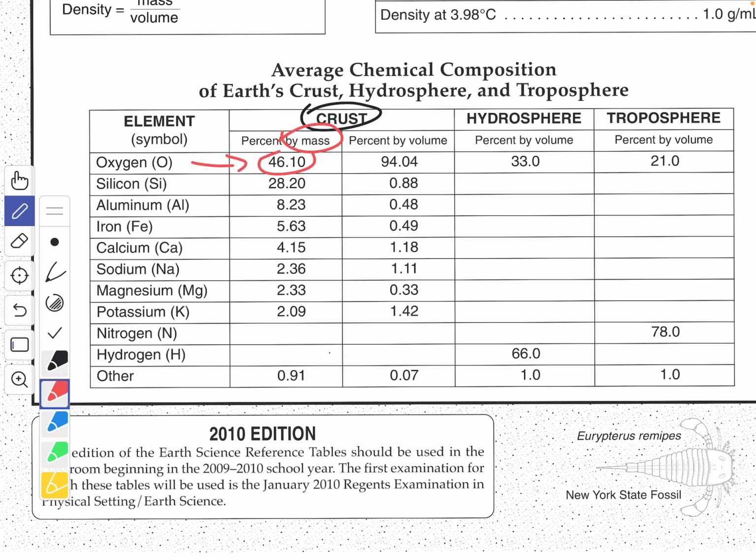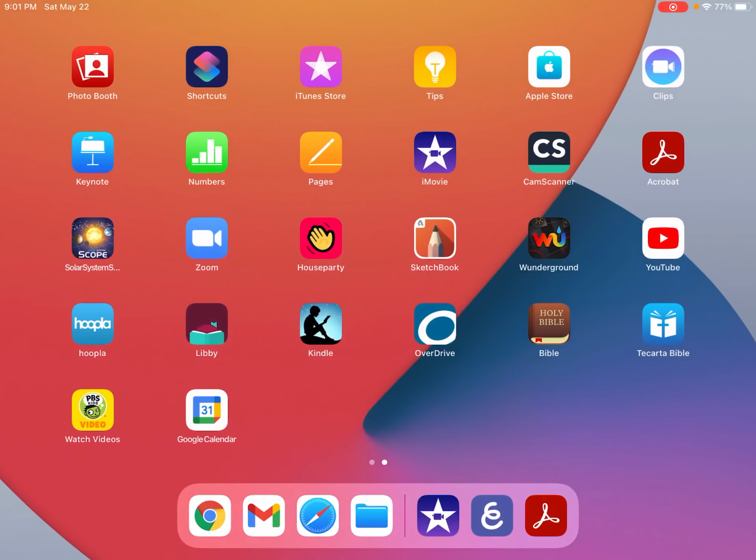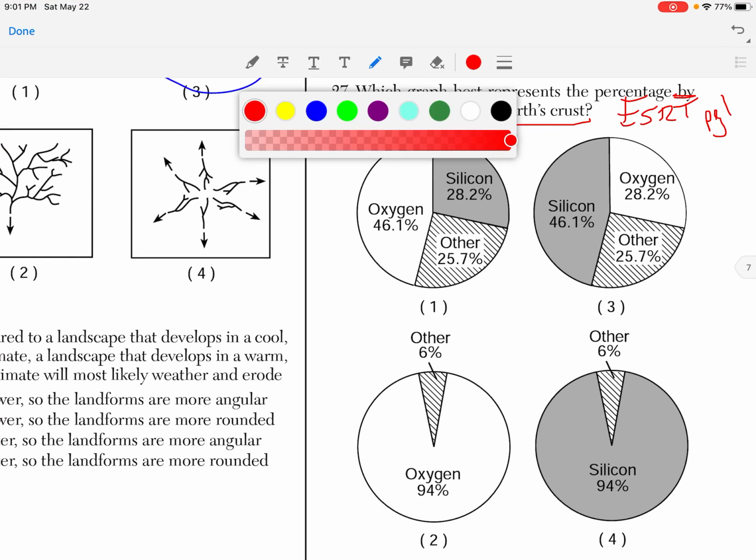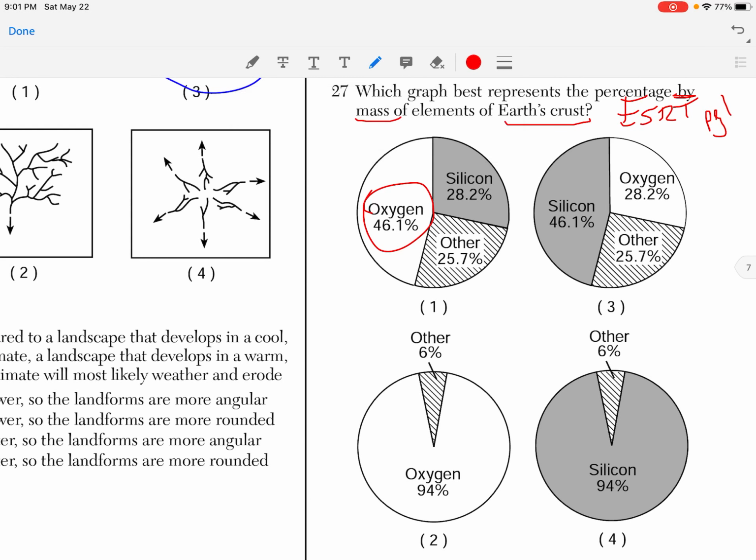Oxygen is 46.10, silicon is 28.20. So let's take a look at our choices and check out what our possible answer is. The answer has got to be number 1 because, as you can see, oxygen is 46.1 and silicon is 28.2, and then there's some other that we didn't calculate, but that's the only answer that makes sense. So the answer is number 1.